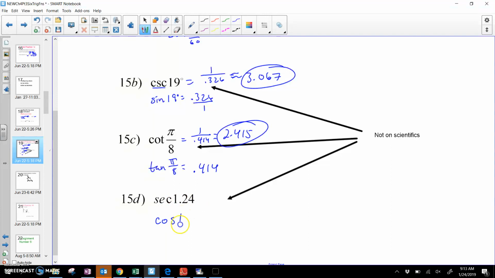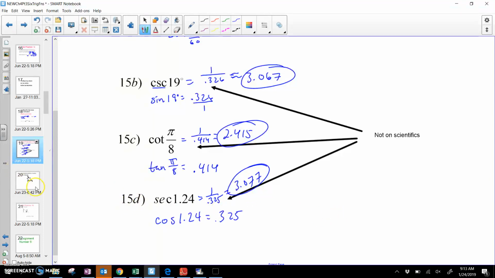Again, for the 1.24 there is no degree symbol, which means I had my calculator in radians. And I got 0.325. And so then I know that the secant is the reciprocal of that. So 1 divided by 0.325, and I got 3.077. Okay, so that's what you should be able to do on your calculator, finding trig values that are not ratios or not on the unit circle.